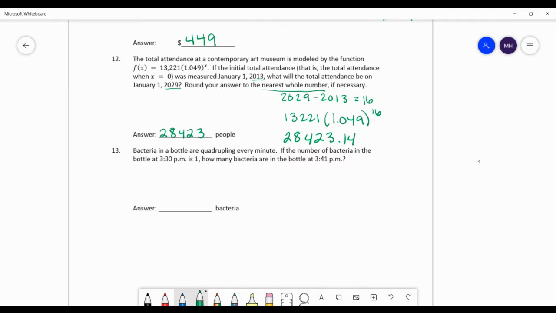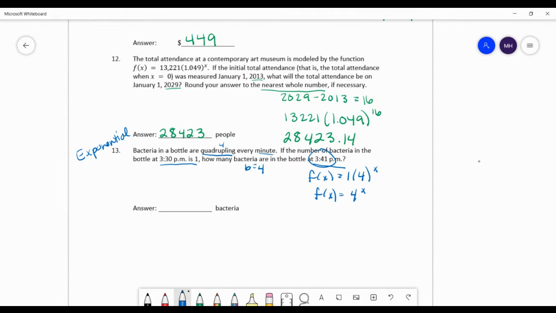All right. Okay, last question here. Bacteria are quadrupling. This tells me it's going to be exponential. And that B value will be 4 for quadrupling. Every minute, if the number of bacteria in the bottle at 3:30 is 1, how many are in the bottle at 3:41? Okay, so for our function, our initial amount is 1. We multiply it by 4 to the power of x. So I can really just write my function as 4 to the power of x.